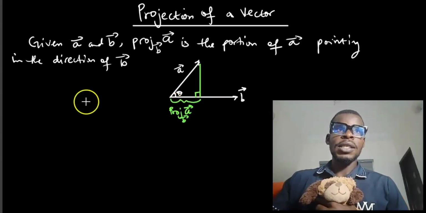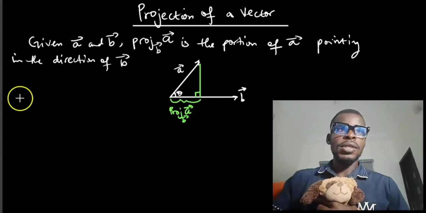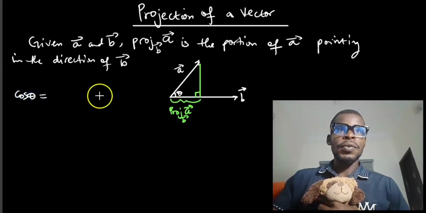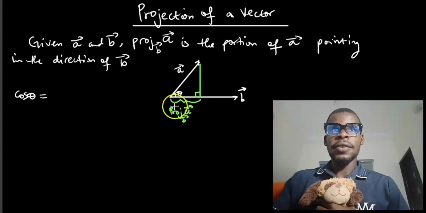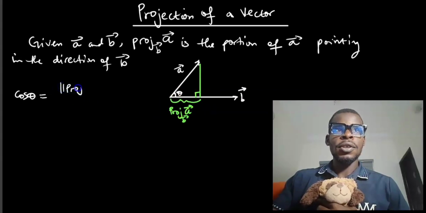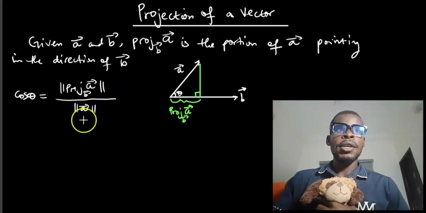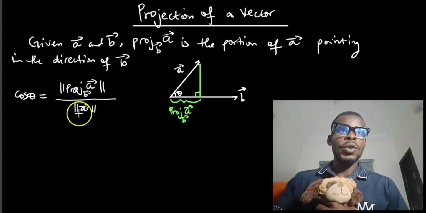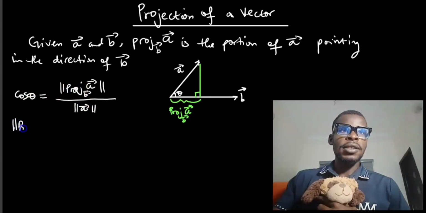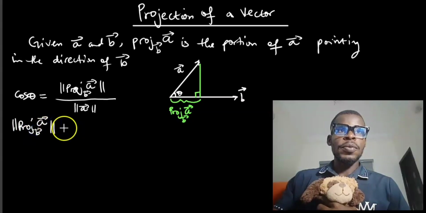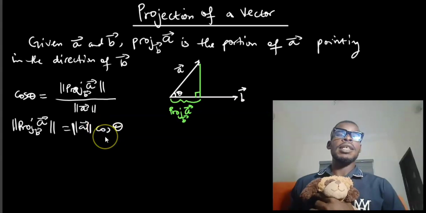Looking at this, we could see that the cosine of this angle is simply the length of this side, which is the length of the projection of vector A in the direction of vector B, divided by the length of the longest side, which is the length of vector A. To get this projection, we could just cross multiply. That gives the length of the projection of vector A in the direction of vector B to be the length of vector A times cosine theta, where theta is the angle between them.